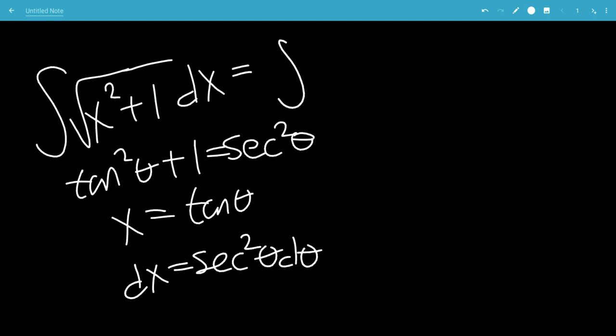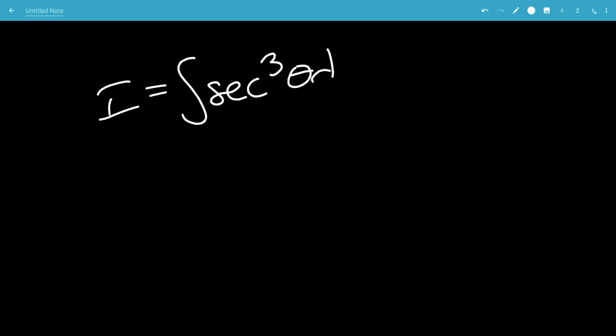So this integral will turn into the integral of the square root of secant squared theta, but that's just secant theta. And then secant squared theta again. So that will turn into secant cubed theta d theta. So now let I be the integral of secant cubed theta. So we're going to do the I method.